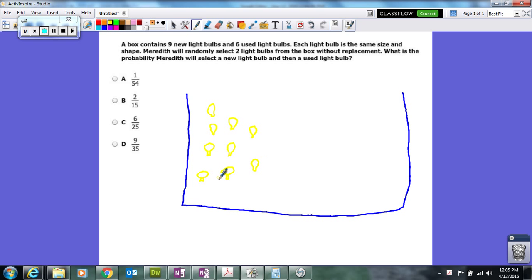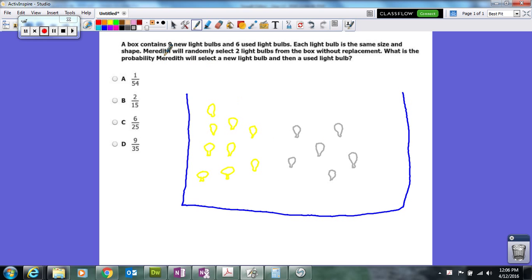Got 9 new light bulbs, and then I have 6 used light bulbs. I'm going to draw the used ones gray because they kind of look duller, okay? So I have one gray one, and then another gray one, and another gray one, another gray one. That's 4, right? One more gray one makes 5, and one more makes 6. So those are my light bulbs that are in my box.